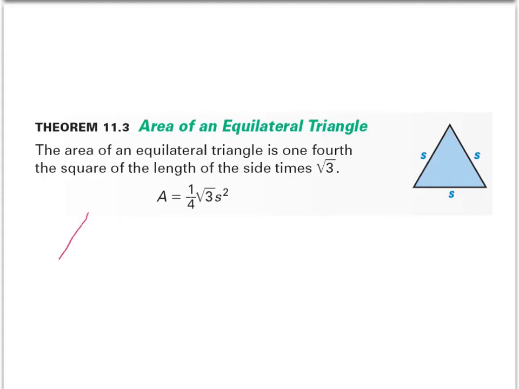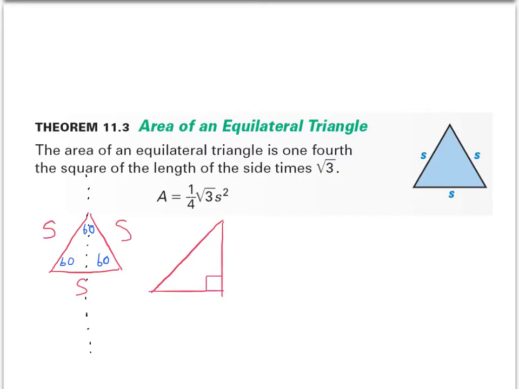So if I have the triangle, that's an equilateral triangle, and all the sides are the same. And if all the sides are the same, I know that all the angles have to be 60. Now, if I were to chop this triangle in half, I'd be left with a right triangle that has a right angle here, a 60-degree angle here, and a 30-degree angle here. Now remember, our hypotenuse is still S.